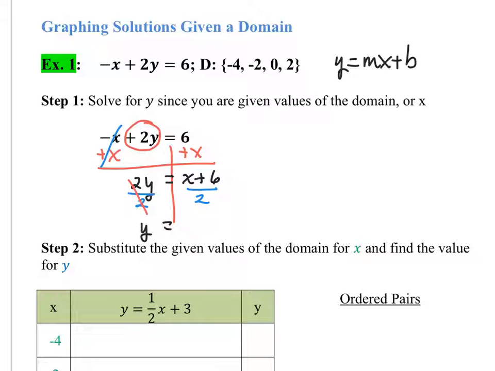Or I need you to understand that we cannot just cancel the 2 into the 6 because it doesn't cancel into the x. So unless this denominator cancels into everything in the numerator, you cannot cancel it out. So we're going to split this up. You've got to divide each item in the numerator by that denominator.